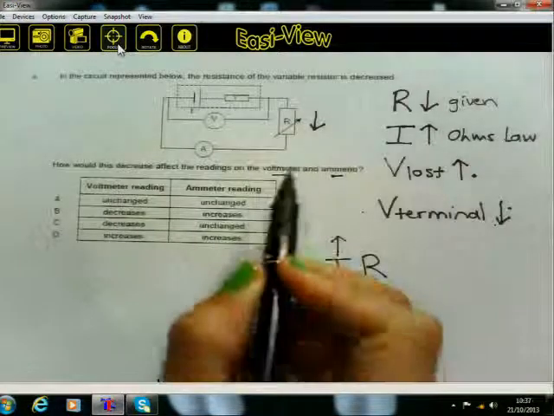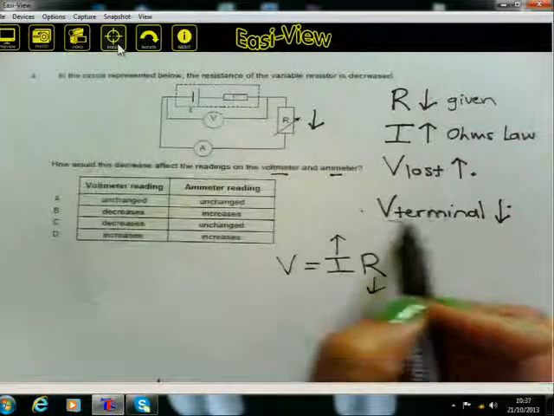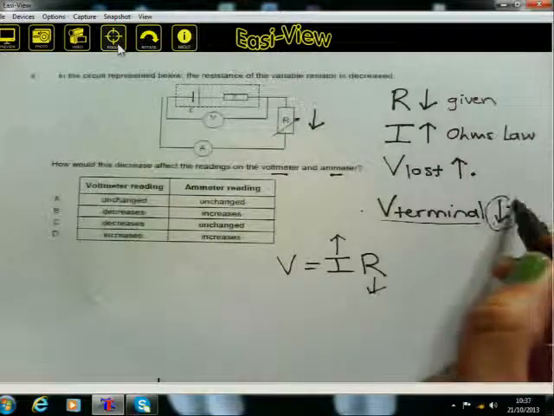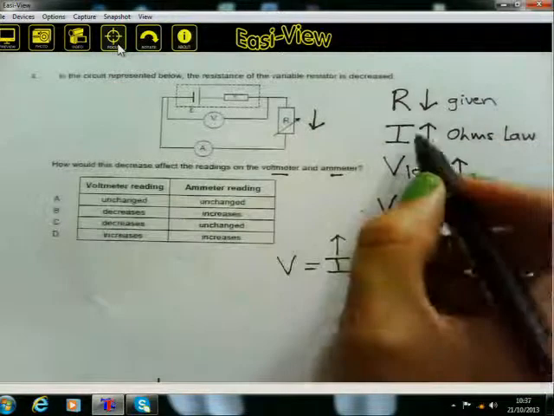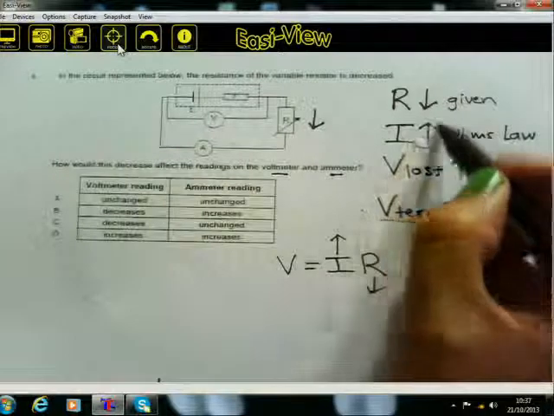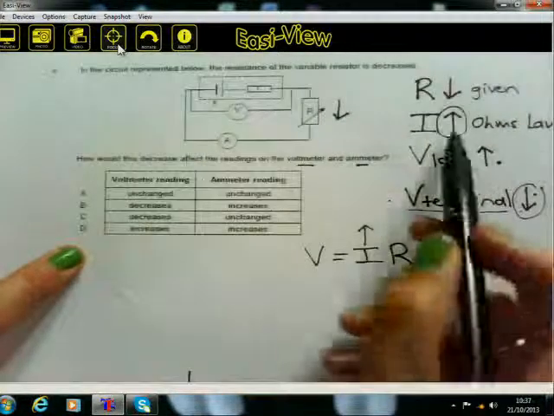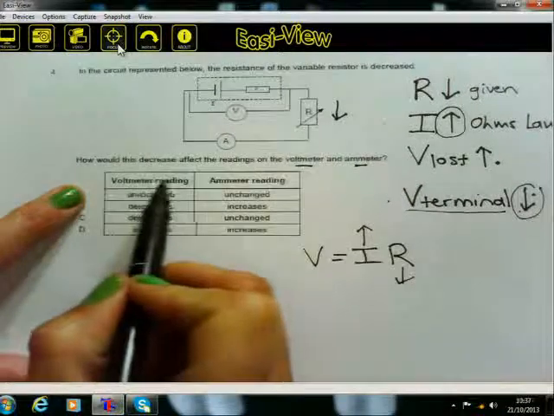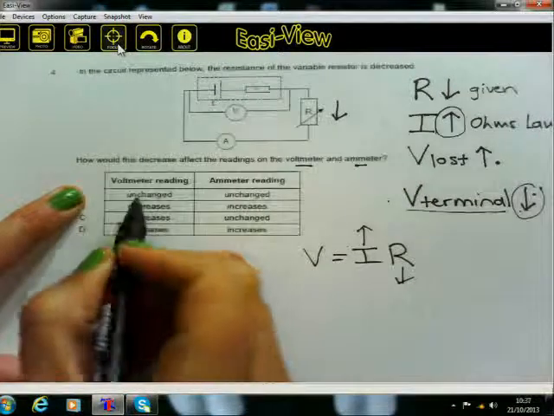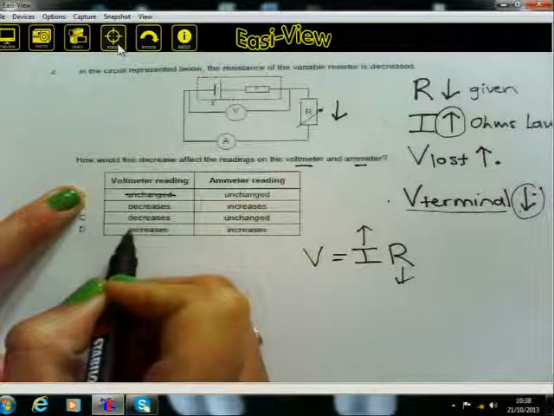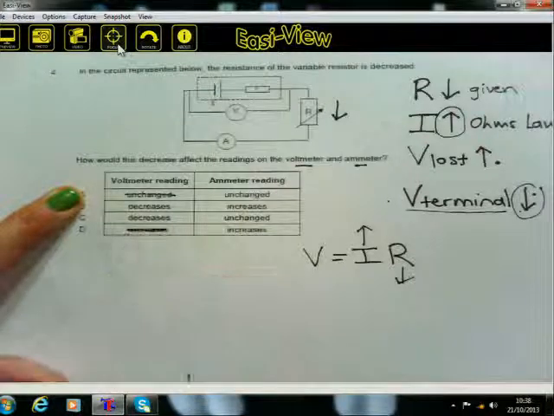Now the question says the voltmeter V terminal will decrease. The ammeter is the current, and the current will increase. So now you go to your options and look. The voltmeter reading must decrease. Now that one's out, and this one says increase, so that one's out.